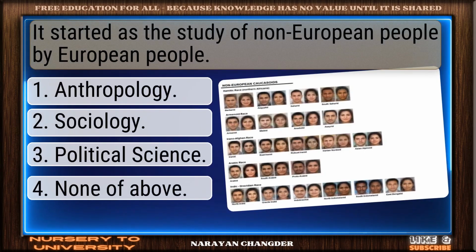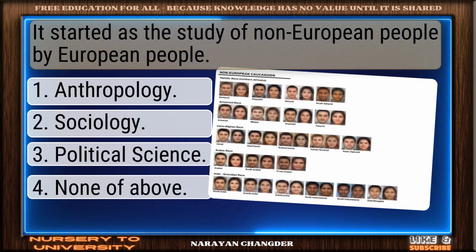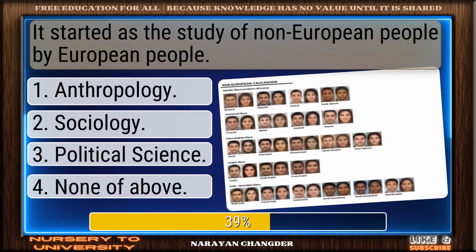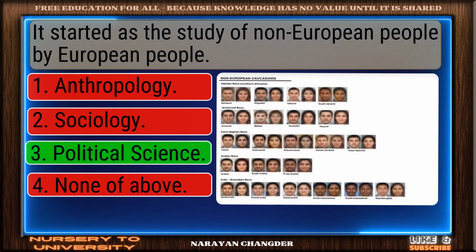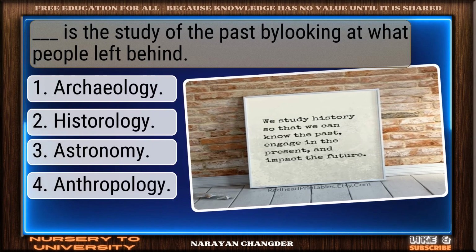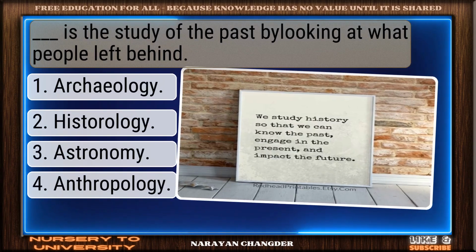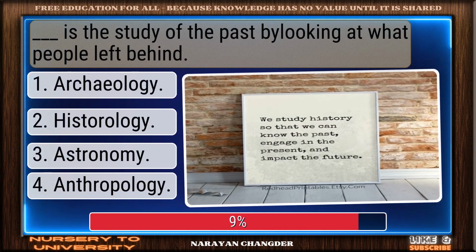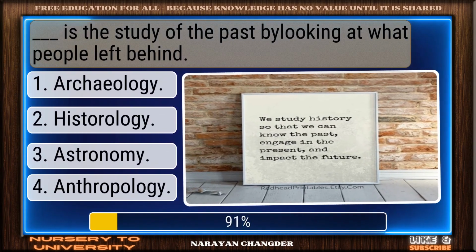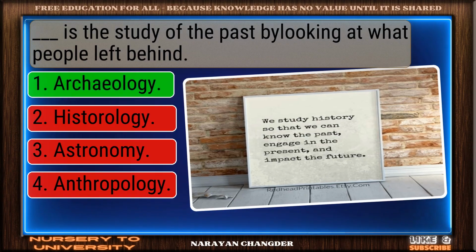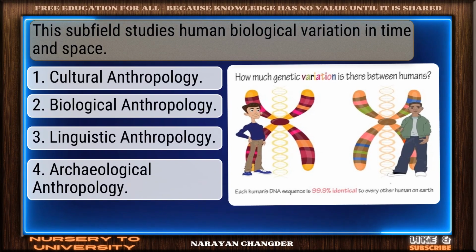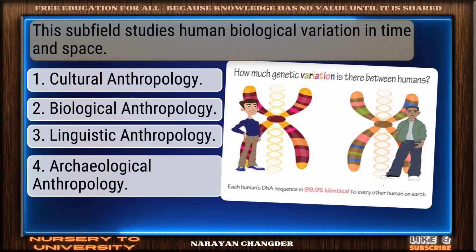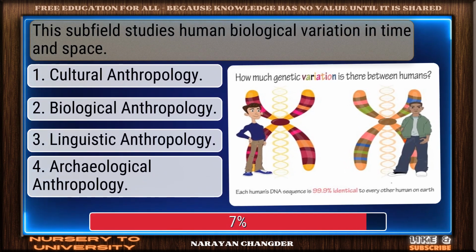It started as the study of non-European people by European people. Bravo. Political science is the answer. Dash is the study of the past by looking at what people left behind. Clear logic. Your choice, archaeology, is sound. This subfield studies human biological variation in time and space.